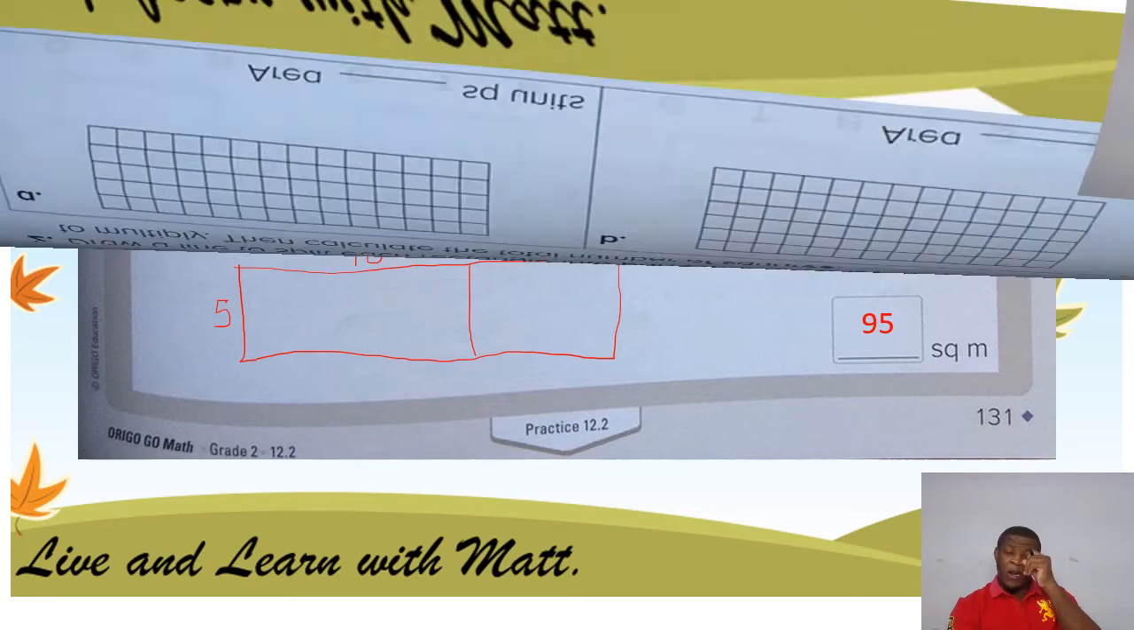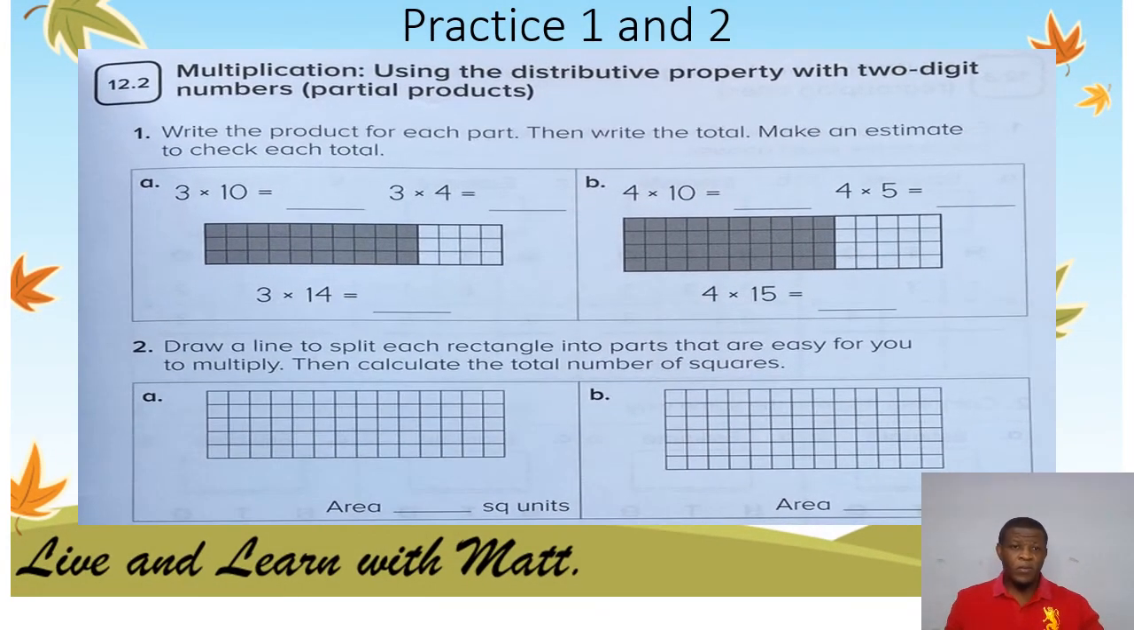Okay, so for part 1A, 3 times 14, we look for 3 times 10, 30, 3 times 4, 12. Add together will give us 42. Part B, 4 times 15, we look for 4 times 10, which is 40. 4 times 5, 20. Add up together will be 60.